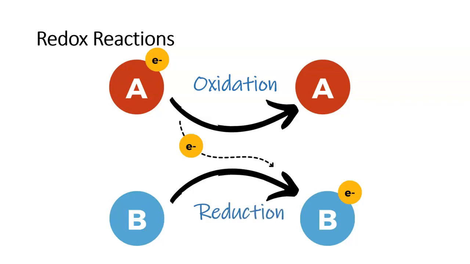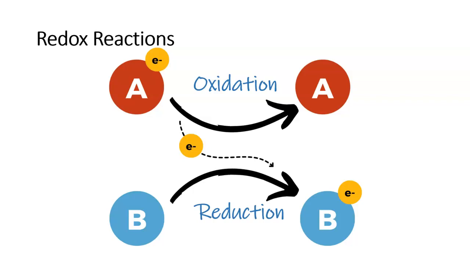Now you might be thinking, well, that doesn't make a lot of sense. We're adding something. Why are we calling it reduction? But it's called reduction because we're reducing the charge of that molecule, right? Electrons are negatively charged. By adding electrons onto B here, we've reduced its charge. We've made its charge more negative. That's where that term comes from.